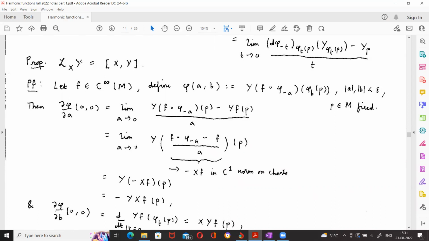Okay, so let's take an f in C infinity of M, and I want to look at Lxy applied to f. That's going to be a limit of certain things. So let me look at the following function of two variables, phi of a, b. This is y applied to f composed with phi minus a, where phi minus a is the flow of x. f composed with phi minus a is a function, and I'm applying y to this, so I get a new function. Then that function I evaluate at phi b of p. Here a, b are small real numbers near 0.